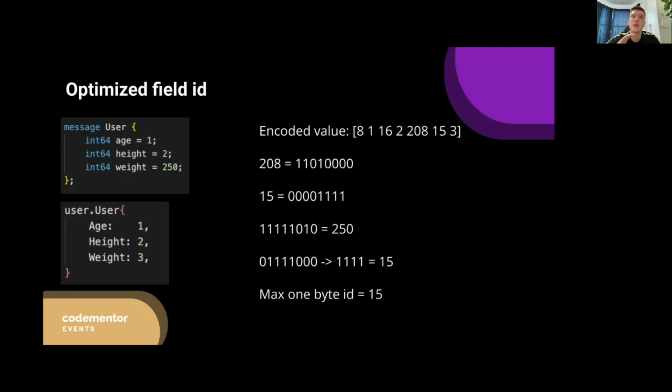So what does it basically mean? First of all, you don't want to put optional fields in the first 15 fields, because if you really want to make it work in the most performant way, you don't want to waste 1 byte IDs on an optional field.